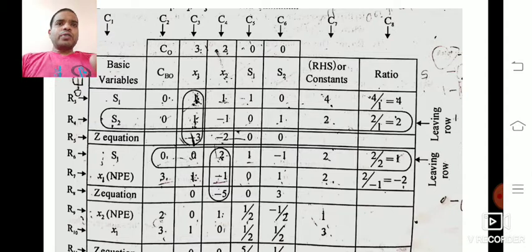Now in the R5 row, Z equation, we got -3, -2, 0, 0. Now we need to take the value which is the maximum negative value, that is -3. Okay, encircle that -3 column, where we got -3, that is the C3 column. Okay, that column we can call it the entry column. C3 column we can call it the entry column. How we are going to find out the entry column means, see in the R5 row we got the maximum negative value at the C3 column, so we encircle that column. That column we call the entry column.